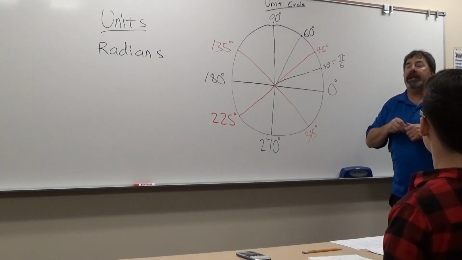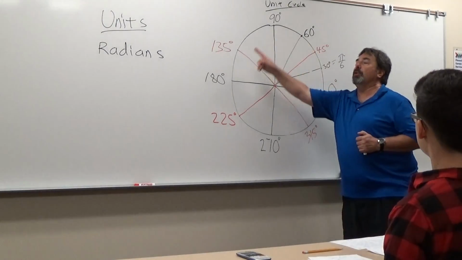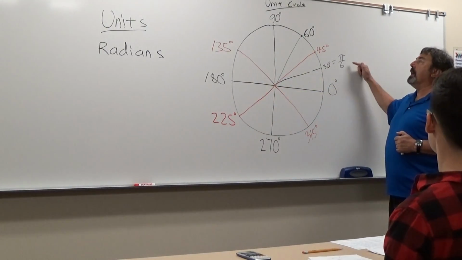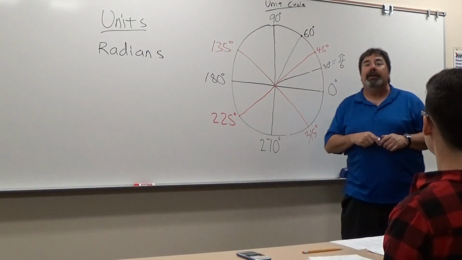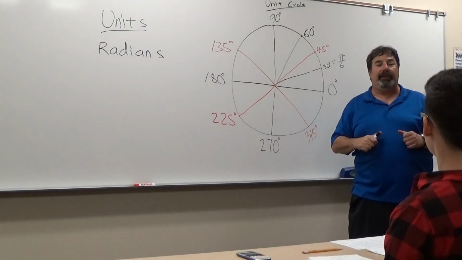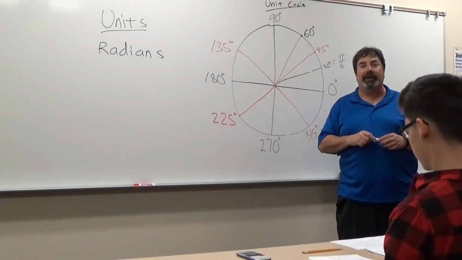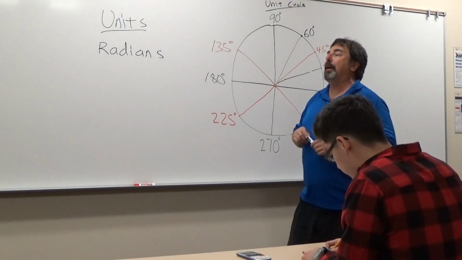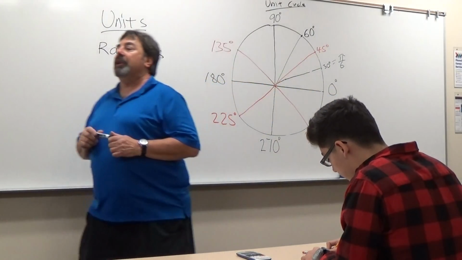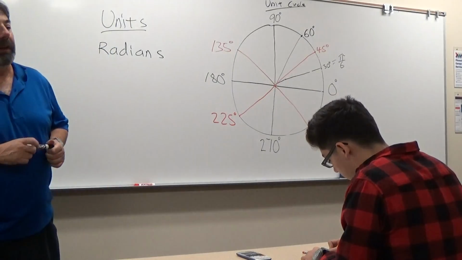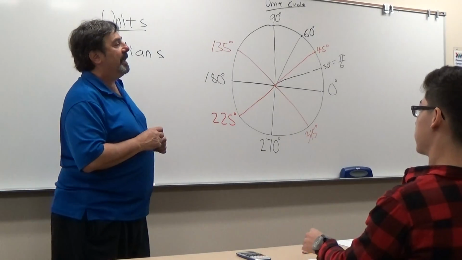Now, any units that you see on the unit circle that have pi in them, you automatically know that's going to be in what units? Radians. Very good. So anytime you see pi in the numerator of a unit on a circle, you know that's talking about radians.